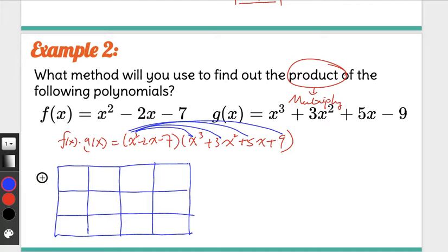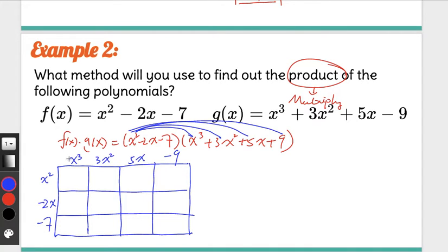Okay, so let's write down the terms we have. We have x squared, negative 2x, negative 7. Again, do not forget the symbol. x to the third, 3x squared, 5x, minus 9. So the positive symbol we can see, but negative, never ever forget that.